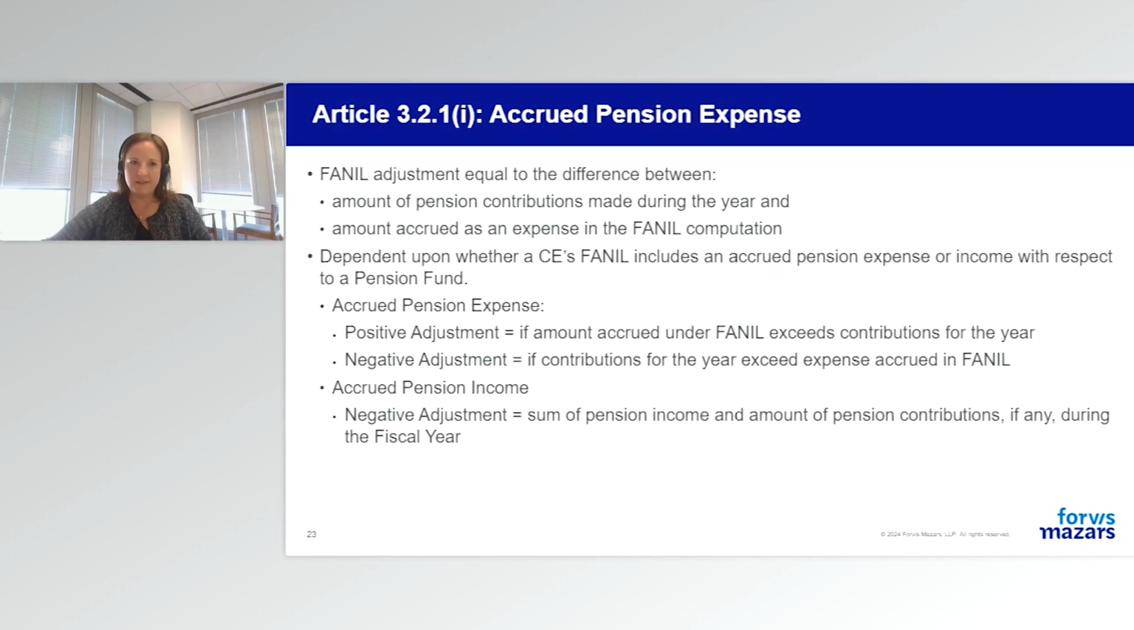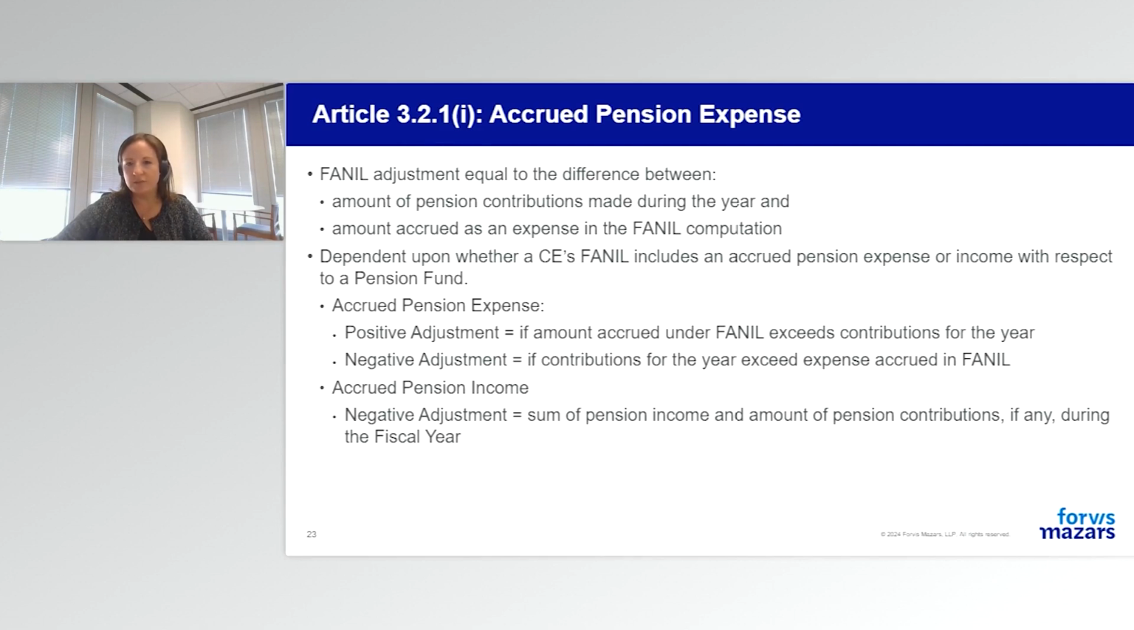All right, and with that, we will go to our final of the listed adjustments that was included within Article 3.2. So accrued pension expense is covered in item I, and this is also defined in Article 10, and it's really the difference between the amount of pension contributions made for the year and the amount accrued as an expense within your financial accounting net income or loss.